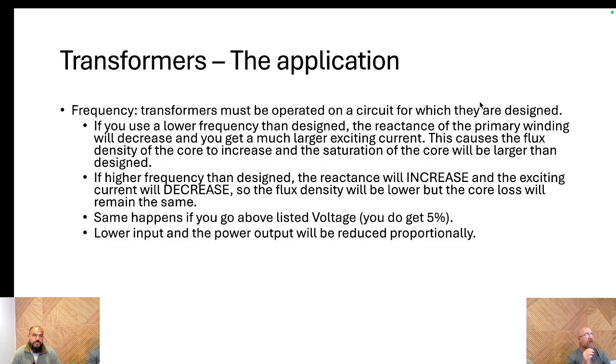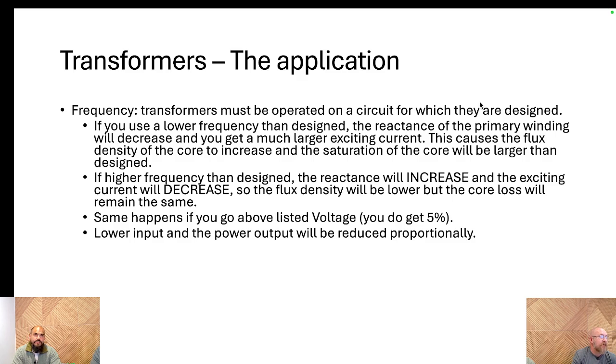But essentially there's something called reactance, which is like resistance in AC. If we use a lower frequency, the reactance will decrease and we'll get a much larger current out of it, because that's essentially the effect of dropping resistance. If resistance goes down, current goes up. That's going to cause the flux density of the core to increase and the saturation will be larger than design. It could induce a higher current than what the wires are capable of handling, and it'll melt.